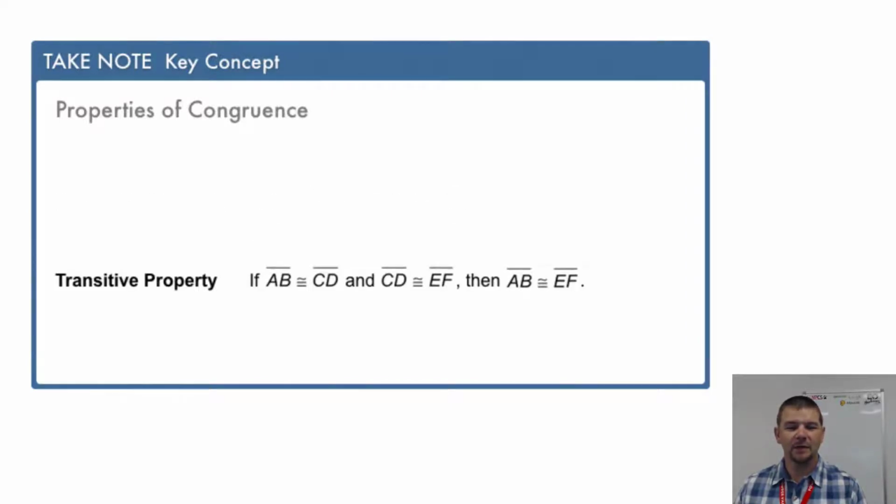If segment AB is congruent to segment CD, and segment CD is congruent to segment EF, then segment AB is congruent to segment EF. With angles, if angle A is congruent to angle B, and angle B is congruent to angle C, then angle A is congruent to angle C.